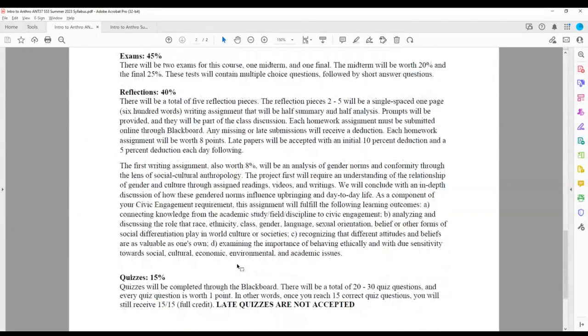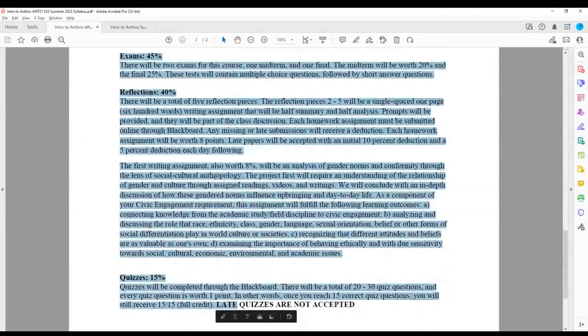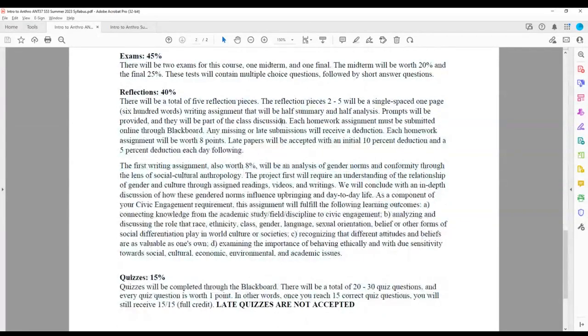Now, let's talk about what everyone wants to know about: exams, reflections, and quizzes. Okay? So real quickly, to make this more clear, let's talk about exams first. So there's only going to be two exams. One is a midterm and the other one's a final. Okay? These tests will contain multiple choice questions followed by short answer questions. All right. So basically, the midterm is going to be worth 20% of your grade, and the final is going to be worth 25%. It's pretty straightforward.